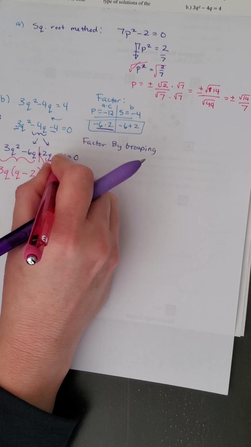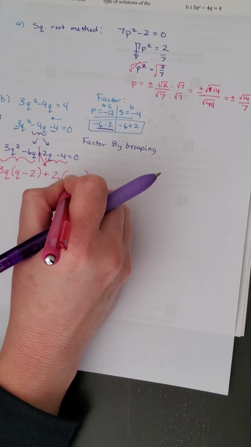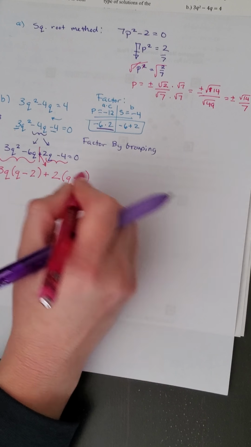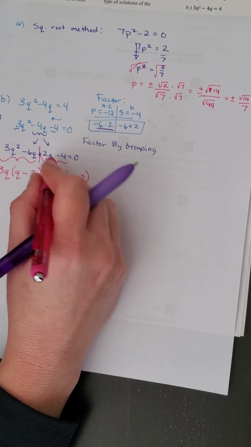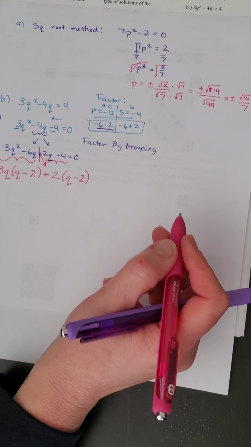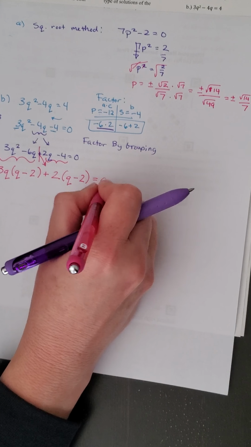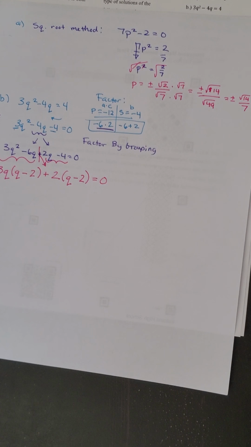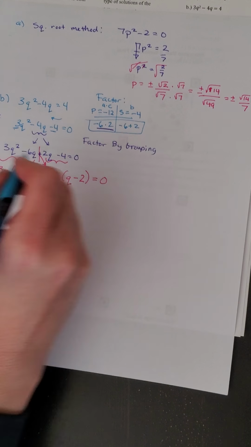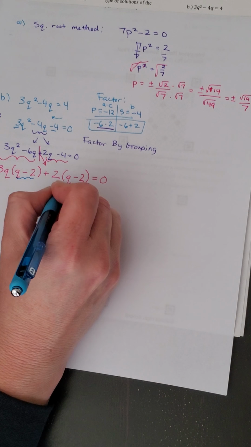And to get this back, I need a q and a minus 2. Because 2 times q is 2q, and 2 times negative 2 is negative 4. All right, now we're going to split it again. And what I see is my parentheses matched, so they have a common factor.